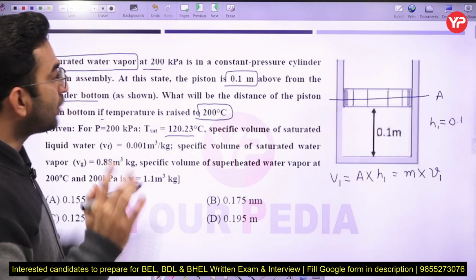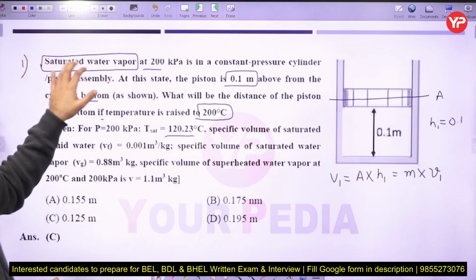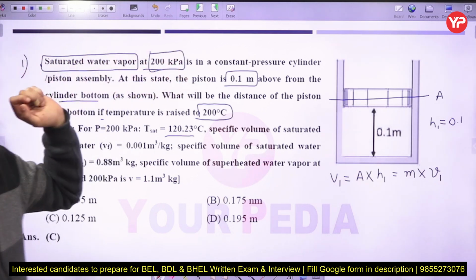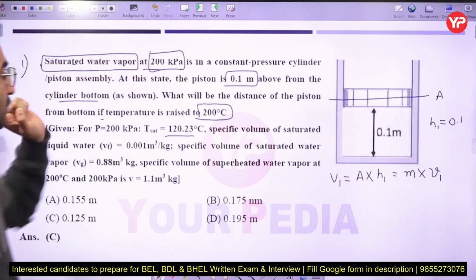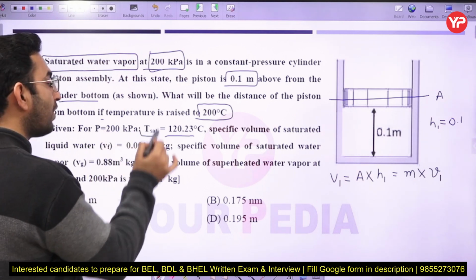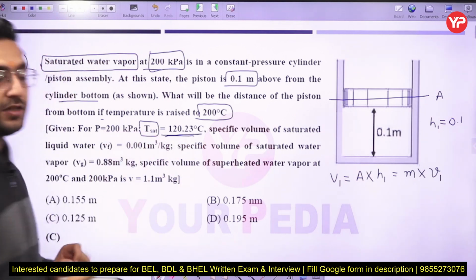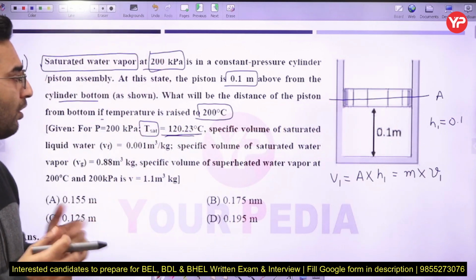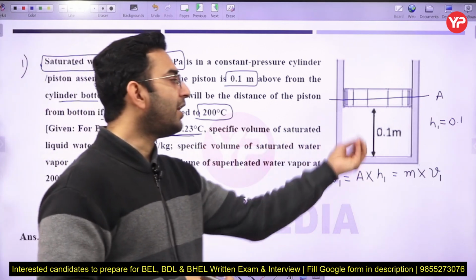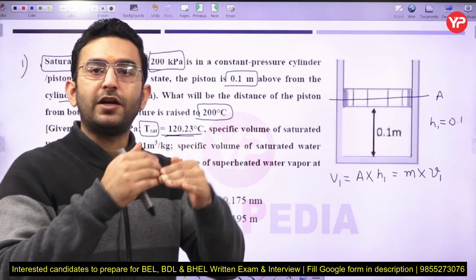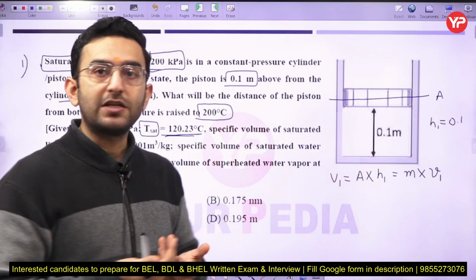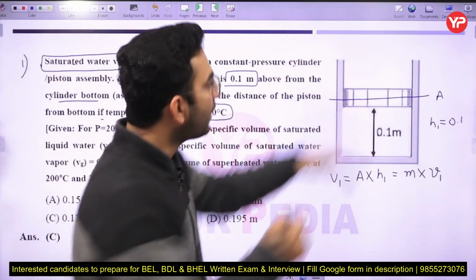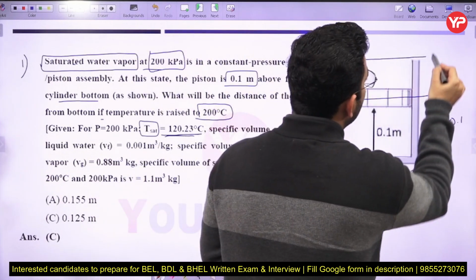So what is happening? Initially we have steam as saturated water vapor, which is maintained at a pressure of 200 kilopascal. The saturation temperature corresponding to this pressure is 120.23 degrees Celsius, which means the initial temperature of the steam is 120.23 degrees Celsius. Now you are supplying heat into this cylinder, so the pressure would tend to increase. But the piston has to maintain the constant pressure, so it expands from position A to position B.